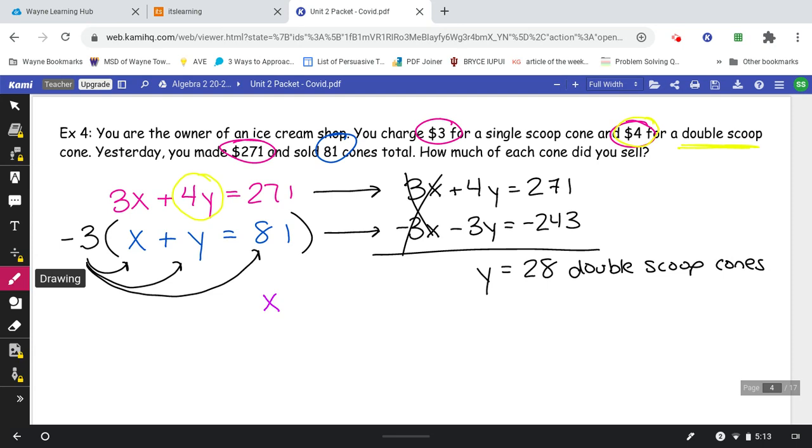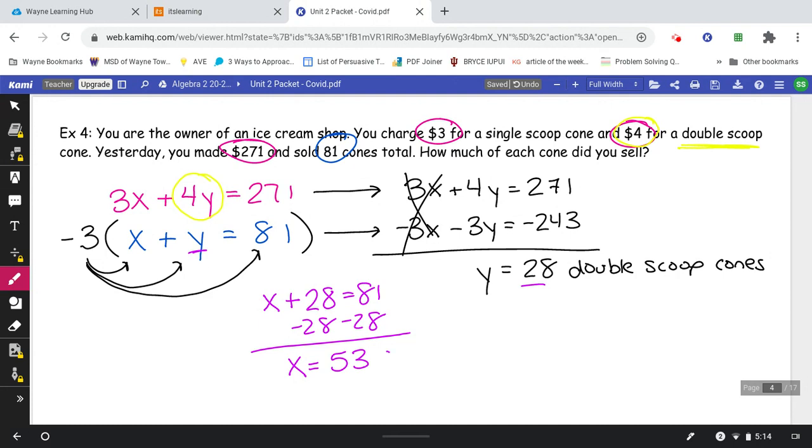All right, so we'll do x plus my answer for y was 28. So I'm literally taking my 28 and plugging in for my y equals 81. That's a pretty straightforward equation to solve. So grab your calculator, subtract 28 from both sides, and you'll have your answer for x. All right, you should have gotten 53, and that's going to be your single scoop cones.